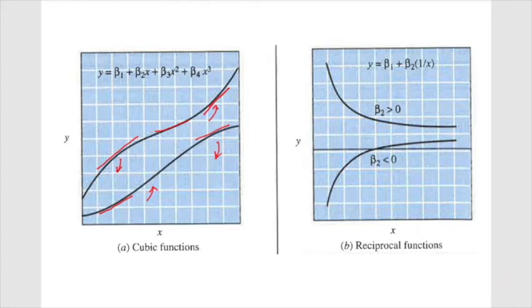The right figure is the reciprocal functions. Depending on whether this beta 2 is larger than 0 or smaller than 0, we have increasing functions or decreasing functions. But the absolute value of the slope always goes to 0. For this case, the slope is from minus infinity to 0. But for this line, it is from infinity to 0.